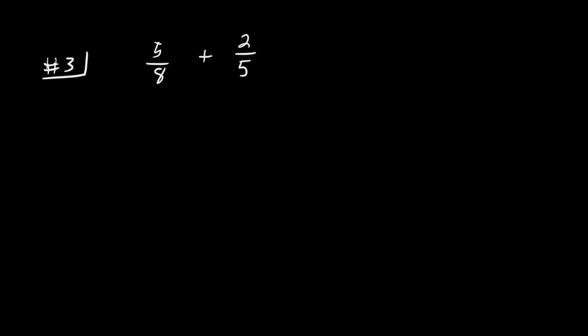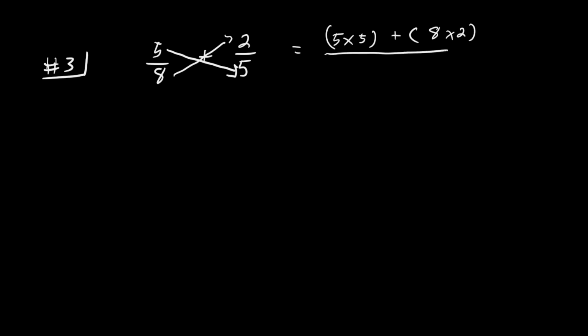Next, for number 3, 5 over 8 plus 2 over 5. Let's cross multiply 5 times 5 plus 8 times 2. For the denominator, we have 8 times 5. Let's perform the multiplication. 5 times 5, we have 25, plus 8 times 2, we have 16. For the denominator, 8 times 5 is equal to 40.